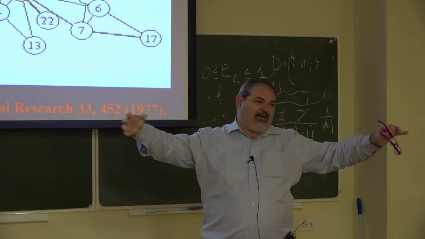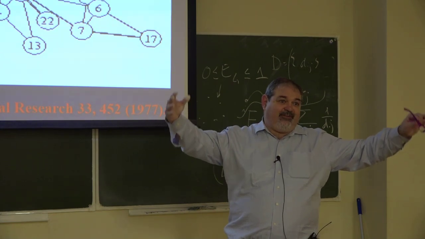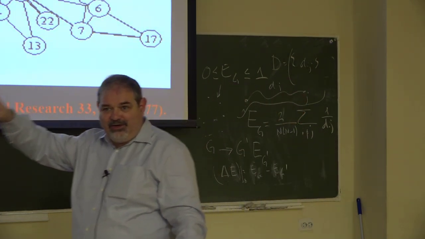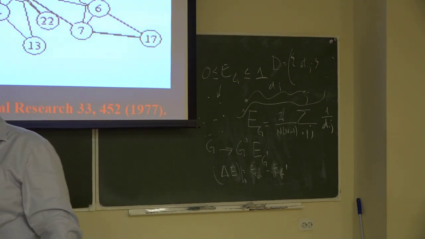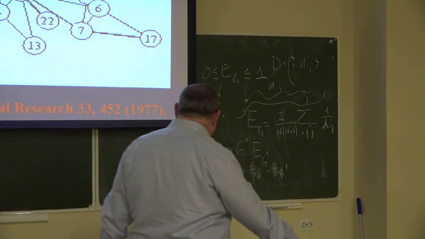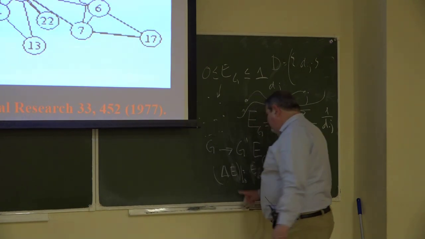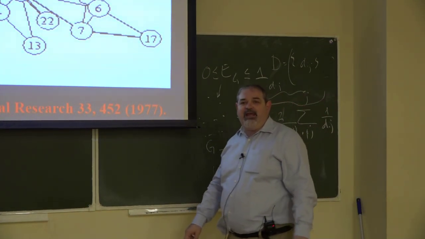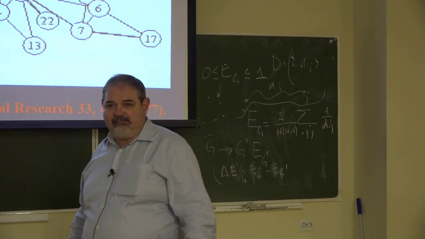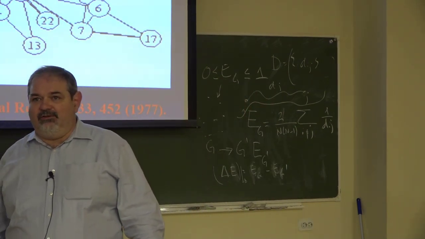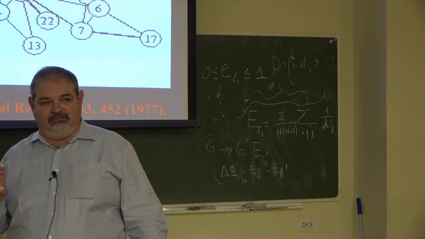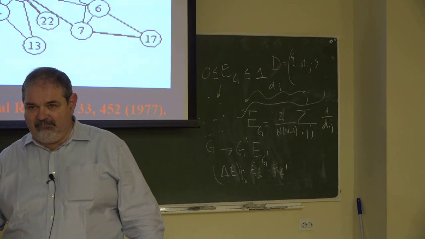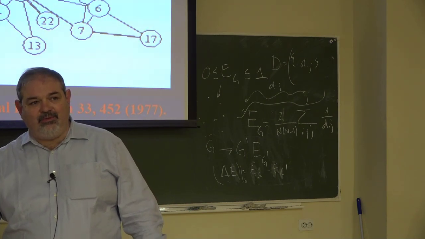Or the class of destroying the link. I have L possible: destroy link number one, destroy link number two. I define vulnerability in a class as the maximum drop of efficiency between elements of that class. So the vulnerability of a network is the maximum drop of efficiency related to a given damage.